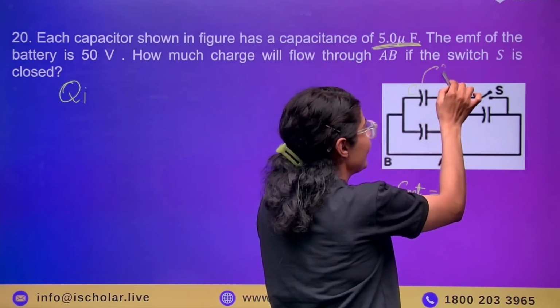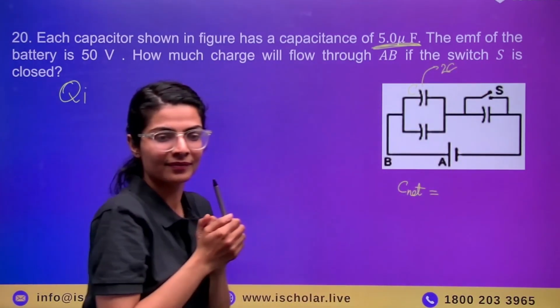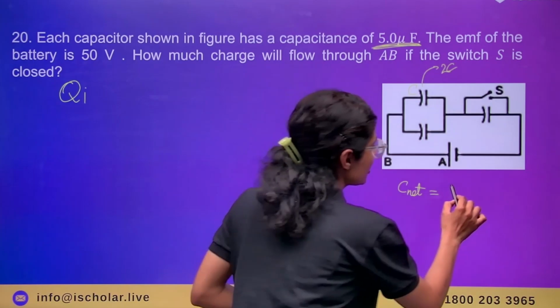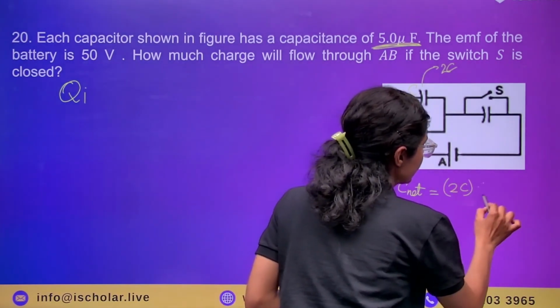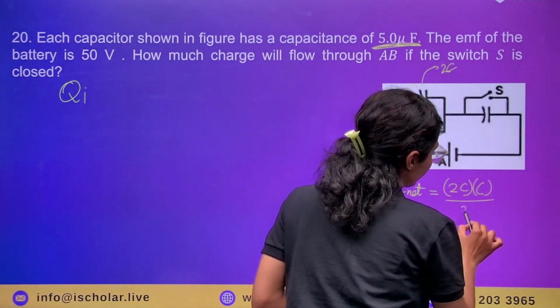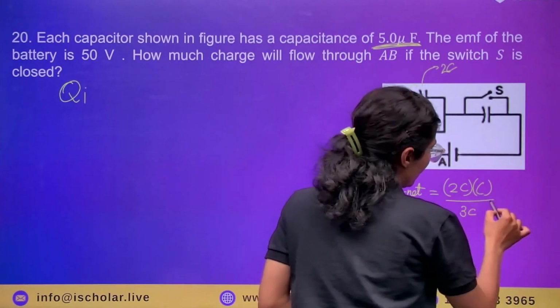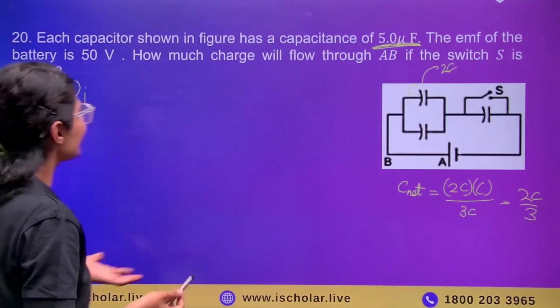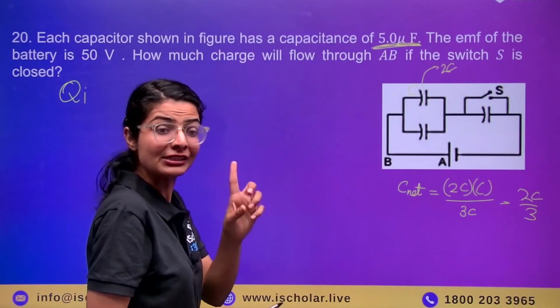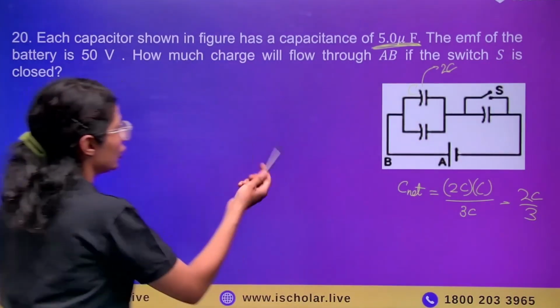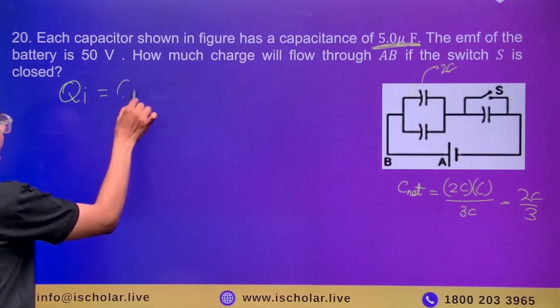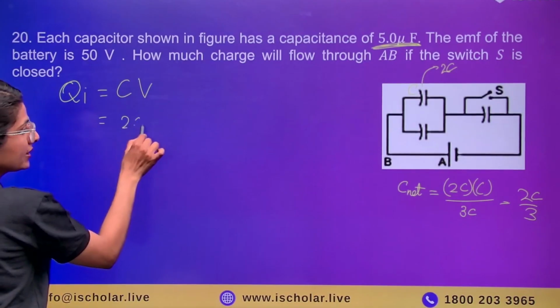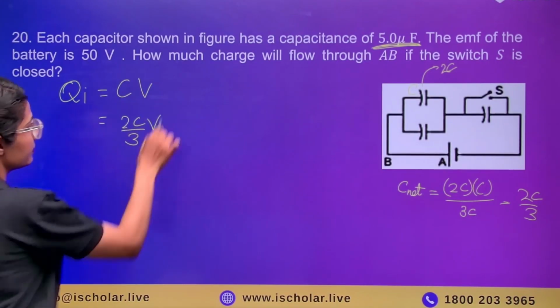They are in parallel, so this would be 2C, which is in series with this. So we'll write 2C into C divided by 3C, which would be 2C by 3. Now what is the total charge flown in the first case when it is open? That is CV, which would be 2C by 3 into V.